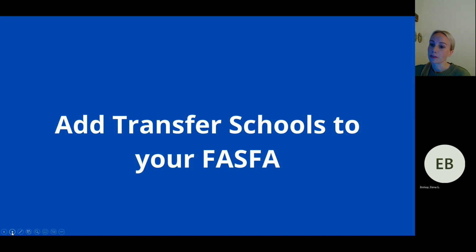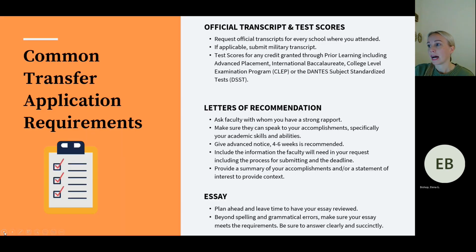Adding transfer schools to your FAFSA application. You can add up to 10 schools. So if you have somewhere that you're considering at the lower end of your list, still input it there to make things easier for you in the long run. If something happens and there's a school that you select at a later date, you can always add it in later.